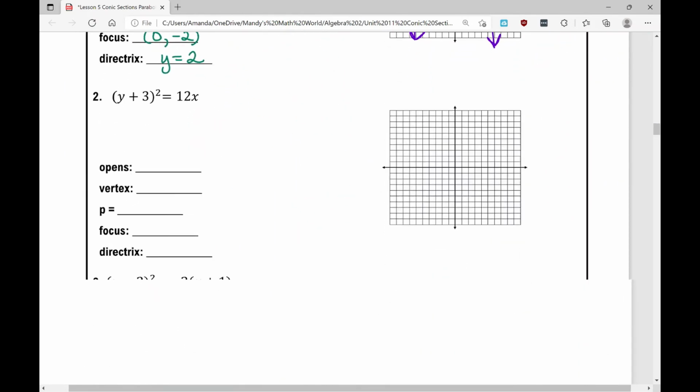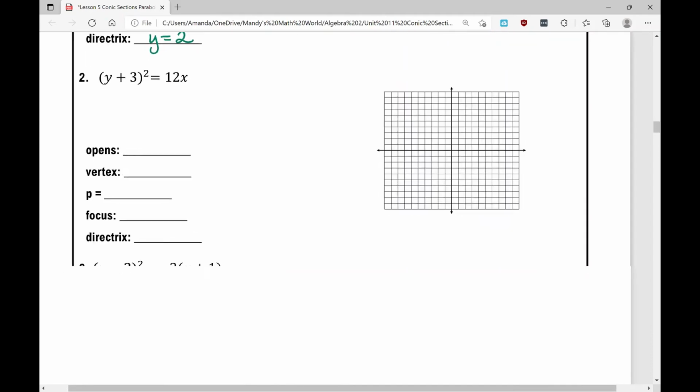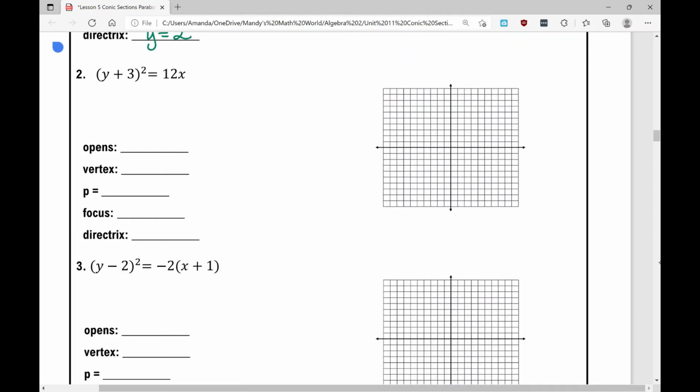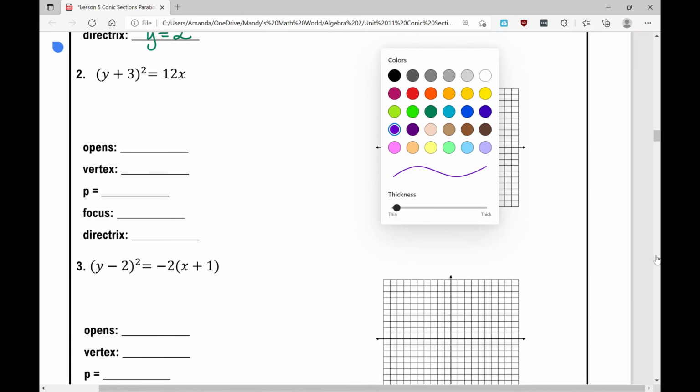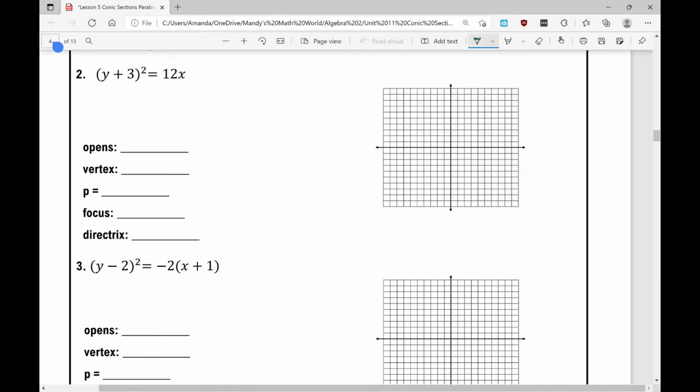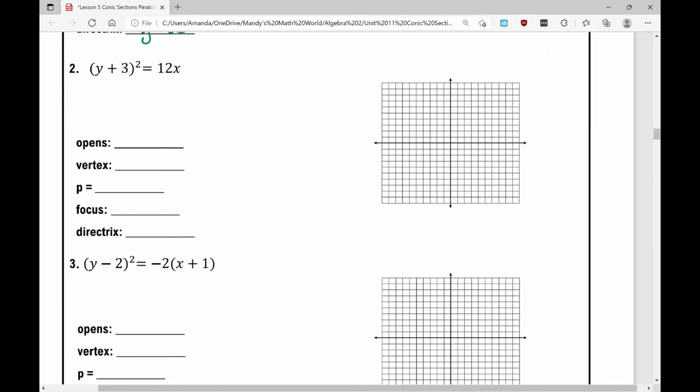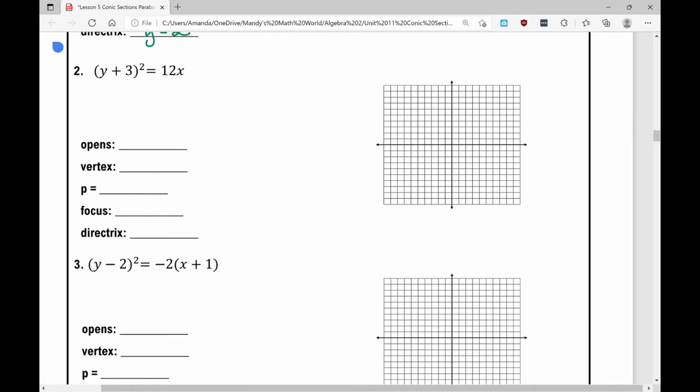I'm trying to explain this as if I haven't just done lessons over circles, ellipses, hyperbolas, and I'm trying to not assume that you know all of that information because you may just only be looking at parabolas if you're in a certain state that only covers parabolas.